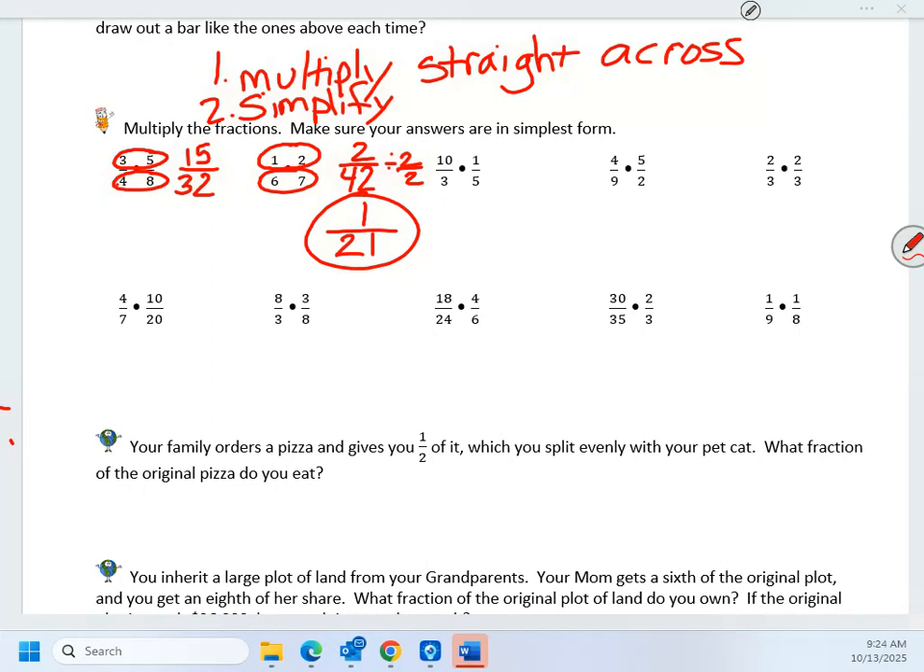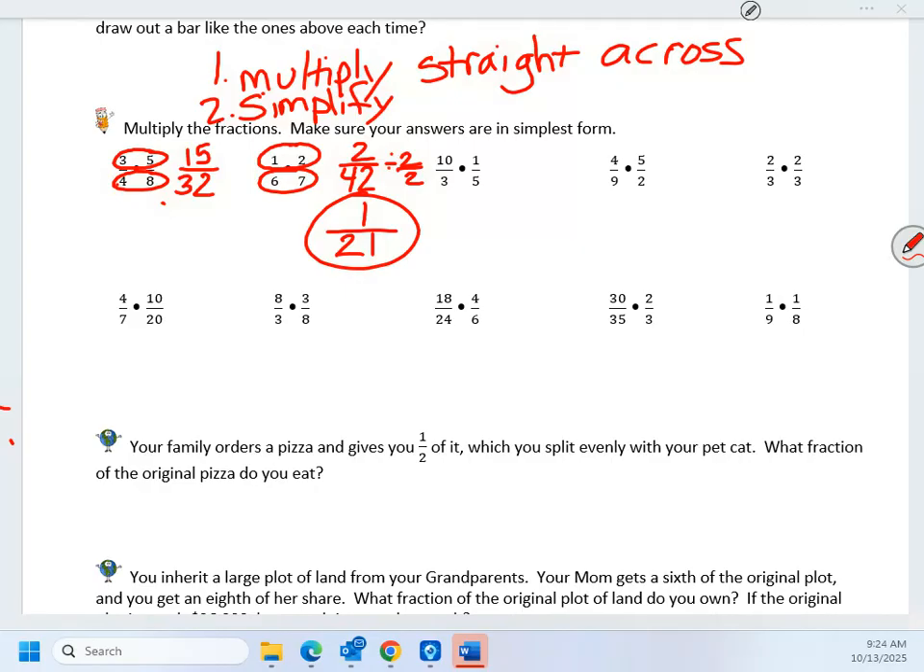You're going to do the rest of these on your own. Multiply straight across. Simplify if you can. Sometimes it's already simple. Sometimes we have to simplify it. On the bottom, we have some word problems. Here's the deal with the word problems. We're doing the same math.